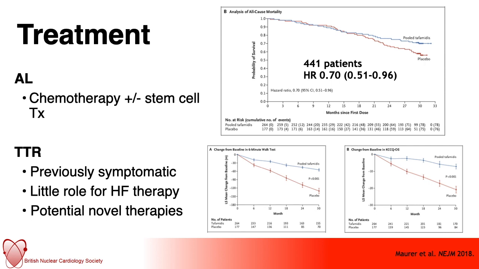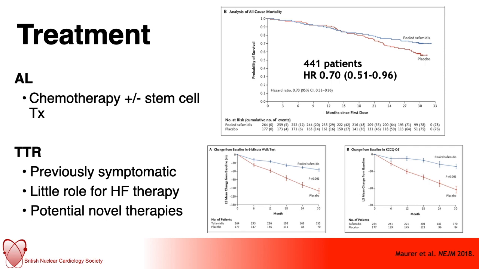AL amyloid therapy revolves around chemotherapy plus or minus stem cell transplantation, guided and driven very much by our haematology colleagues. TTR-related cardiomyopathy previously has had very little therapy, unfortunately, only really managing symptoms by carefully managing fluid balance, fluid restriction, daily weights, frusemide as needed for symptoms, with little role, unfortunately, for prognostic heart failure therapy, with ACE inhibitors generally poorly tolerated, as were beta blockers.